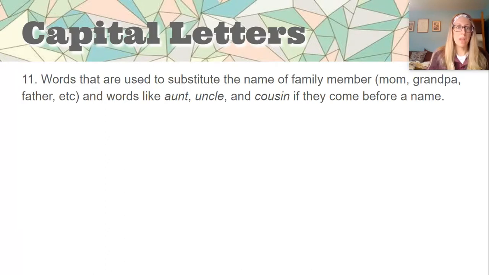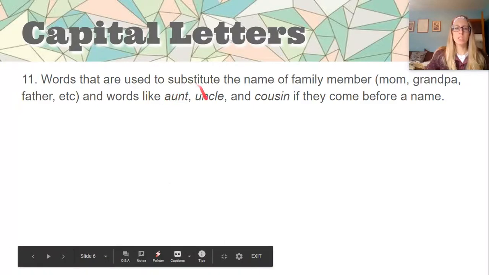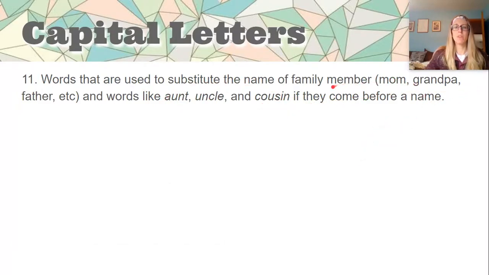And then I think this is my last capitalization rule. So this one's a little bit more complicated, so pay attention to this one. But words that are used to substitute the name of a family member. Okay, so like if you're not saying their name and you're just substituting their name with like mom, grandpa, father, uncle, aunt, stuff like that. And words like aunt, uncle, and cousin need to be capitalized if they come before a name. Okay, so if they're substituting for their actual name, it needs to be capitalized. And if they come before their real name, it needs to be capitalized.